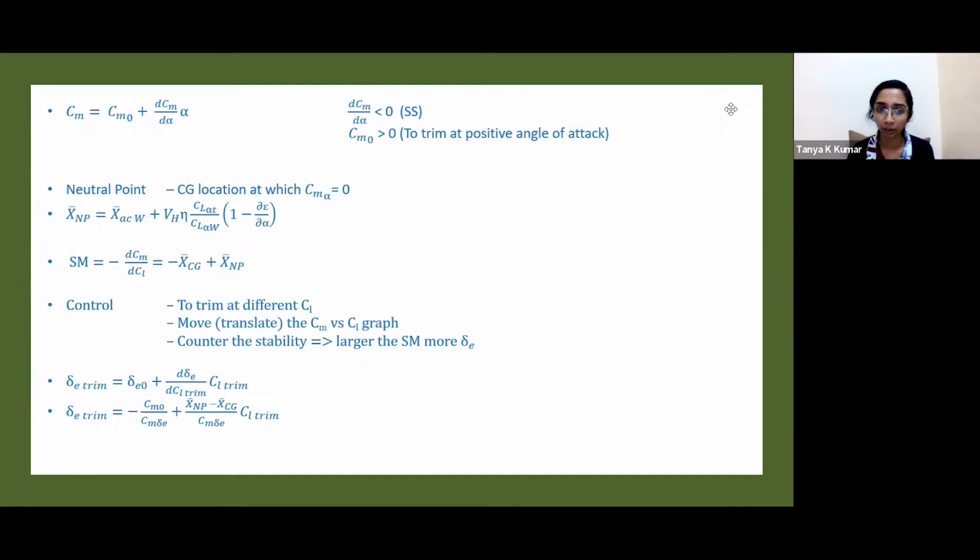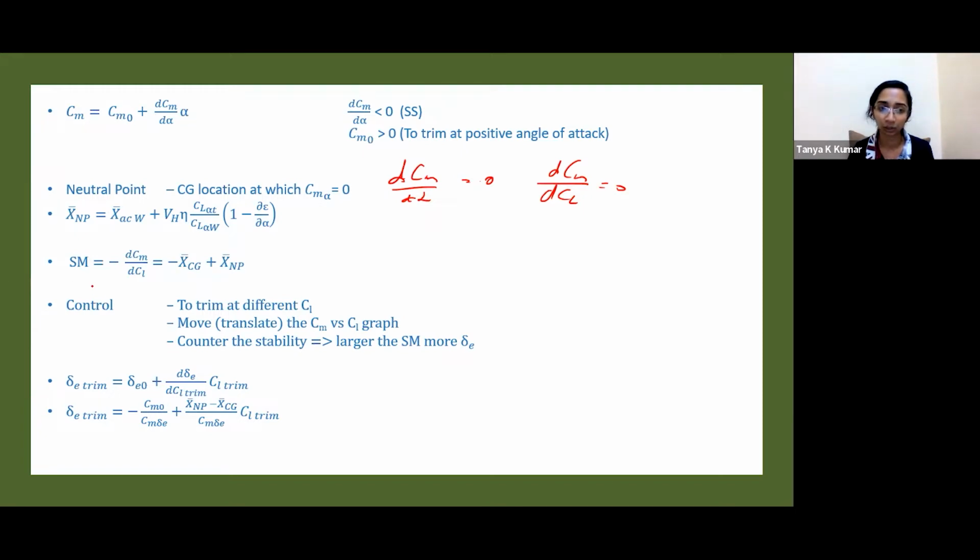Neutral point is defined as the CG location at which Cm alpha is 0. So dCm by d alpha or dCm by dCl, both of them equal to 0. That is the location of the neutral point, the stick fixed neutral point. And the equation is given as this.